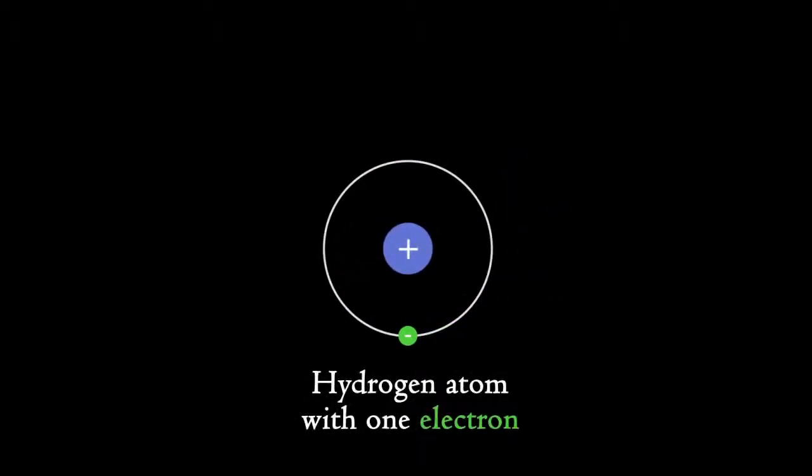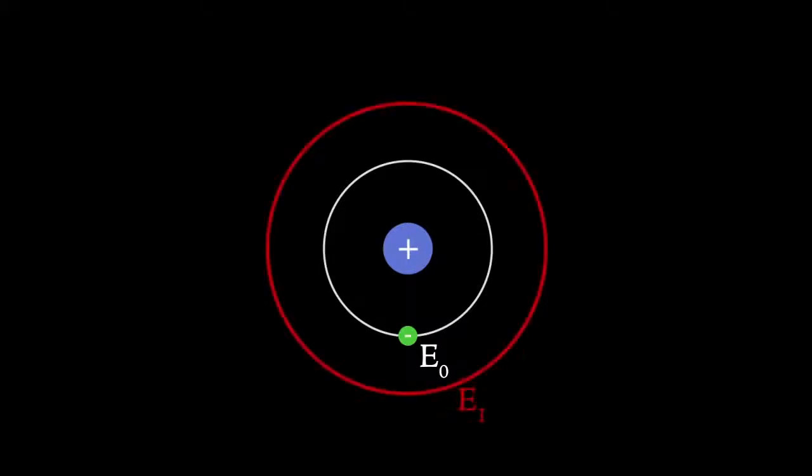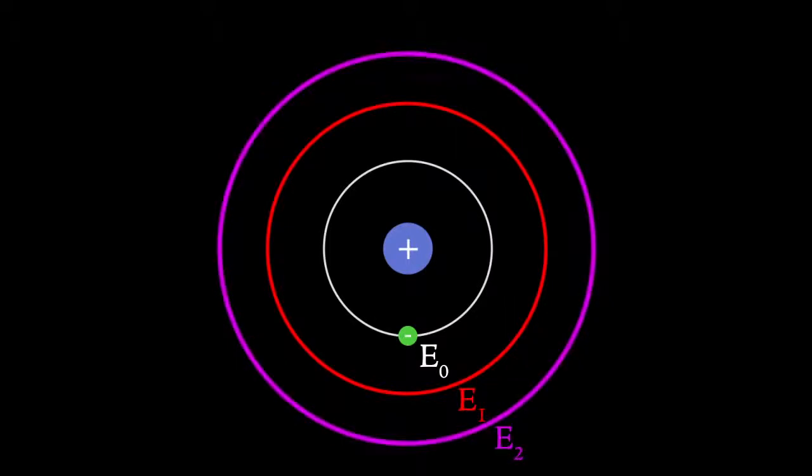For a better understanding, the Bohr model of the hydrogen atom will be used. The hydrogen atom has only one electron. The atom and the electron are on the ground state, namely E0. However, an electron may have other discrete values of energy. For this example, two energy levels will suffice, E1 and E2.